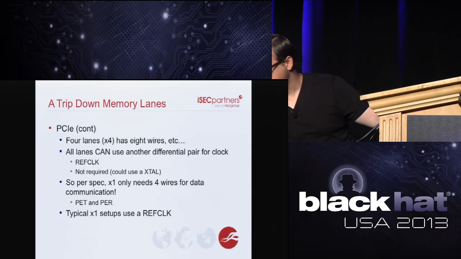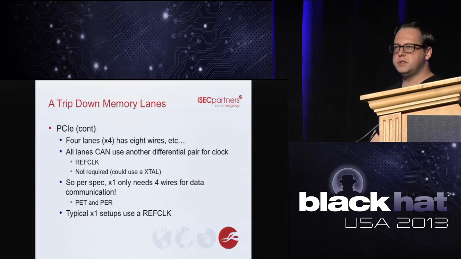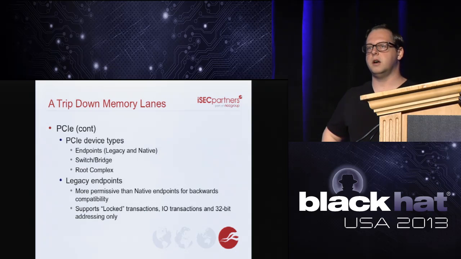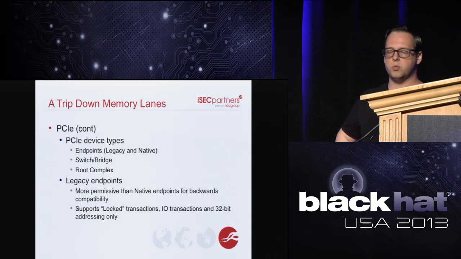So when we're doing our reverse engineering, most manufacturers will do 6-wire, just because it's easier to throw in a reference clock, and it makes it a little more stable. But PCI Express can definitely handle without one. Different device types: we have endpoints, switches and hubs, switches and bridges, and the root complex.